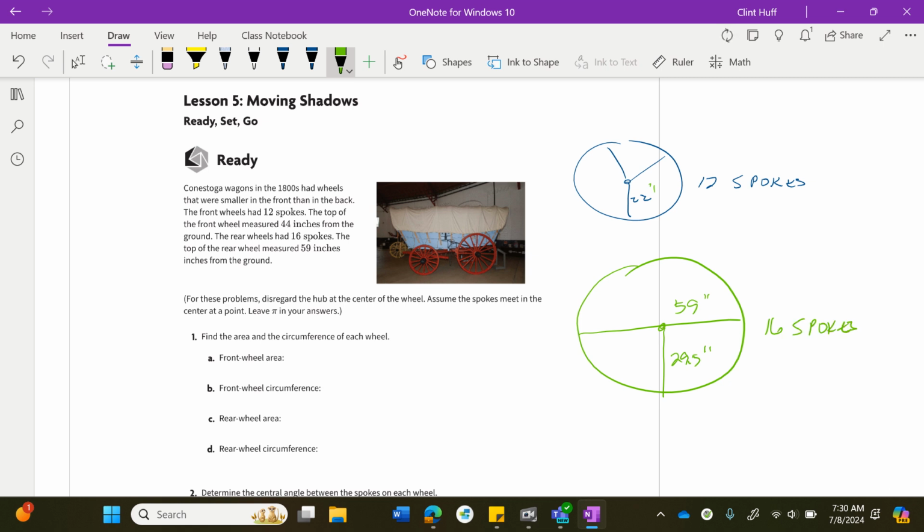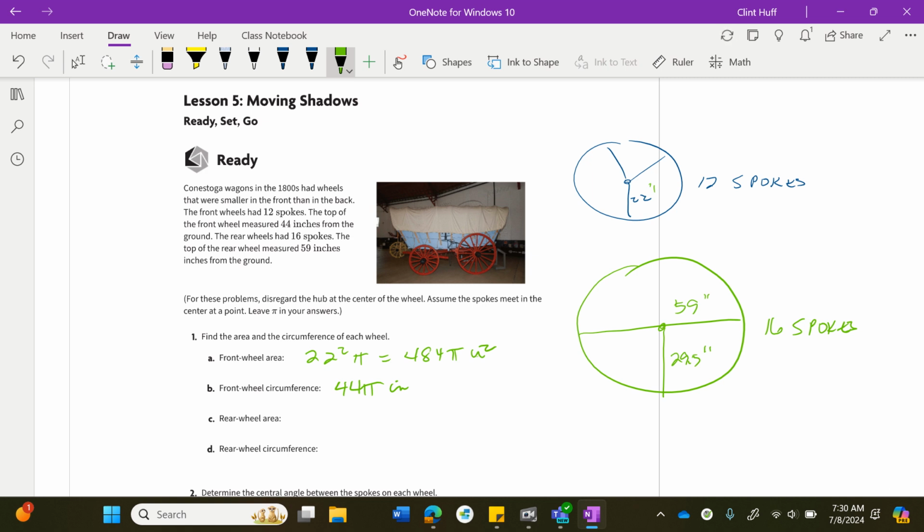All right, so the area formula is pi r squared. So for the front wheel, that'll be 22 squared pi, which is 484 pi inches squared. The circumference is pi times the diameter. The radius is 22, the diameter is 44. So pi times the diameter would be 44 pi inches.